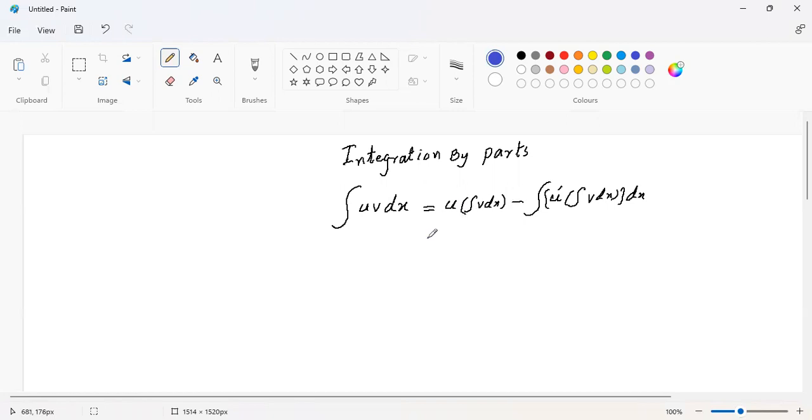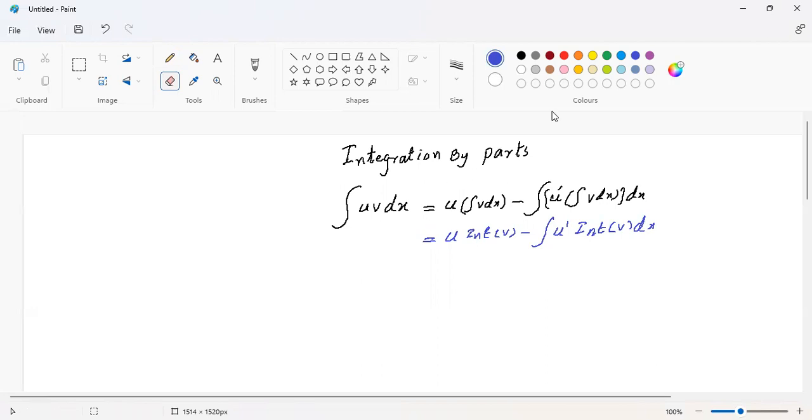This formula can also be written in another way: u as it is, integral of v, then minus the integral of the derivative of u and the integration of the function v. Okay, so this is the formula. I have written it again.